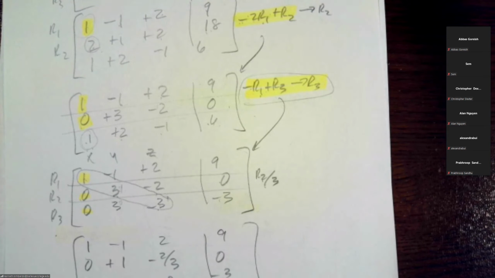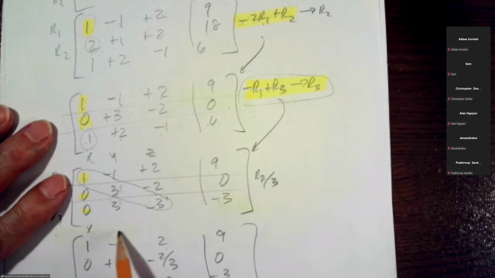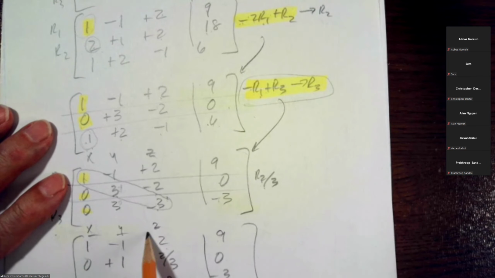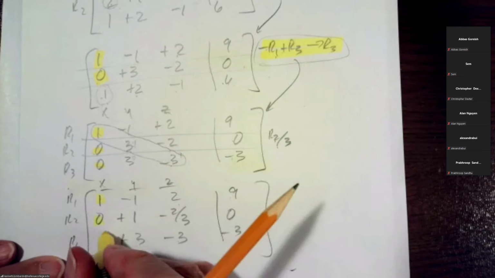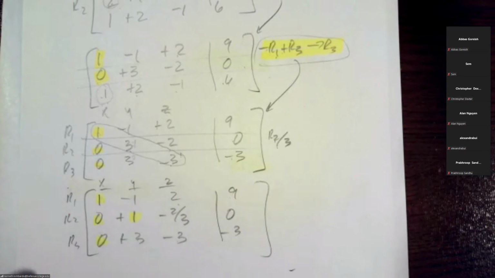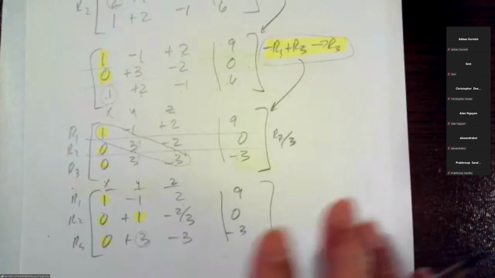Let's see how that's looking for us. So we have 1, 0, 0, negative 1, 1, 3, 2, negative 2/3 and 3, 9, 0, and 3, x, y, z. And row 1, row 2, row 3. So we have 1, 0, 0. And we have a 1 here. So we want to get a 0 here, don't we? In our next operation. Let's see, do I have anything in the back? Yes, I do. Let me get a new sheet here.